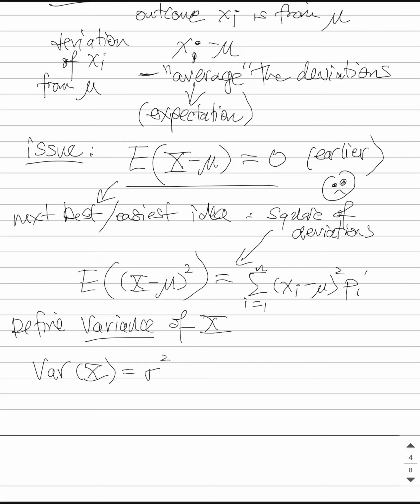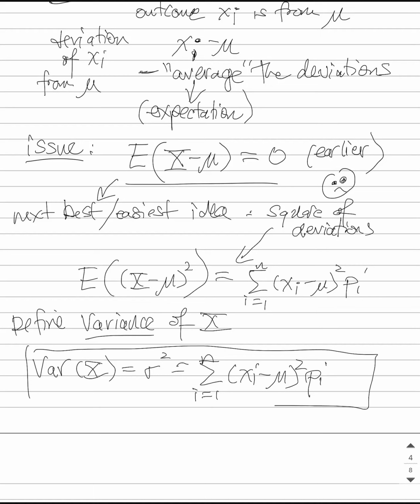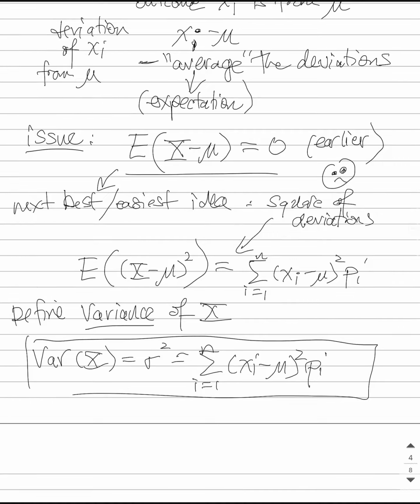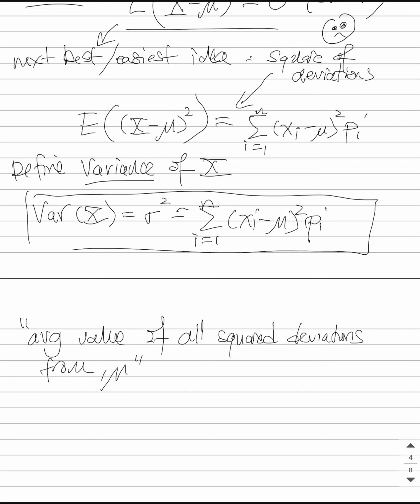Sometimes we'll write it with the Greek letter, lowercase sigma squared, and it will be this summation. And the variance measures the average of all the squared deviations from the mean. So it's the average value of all the squared deviations from the mean. And again, its job is to measure spread in some way.